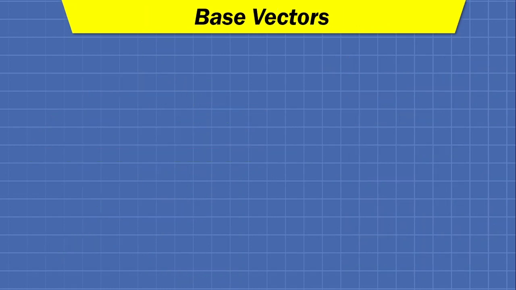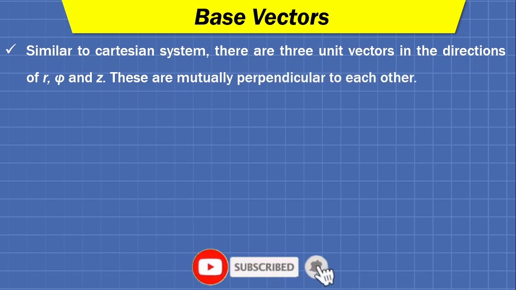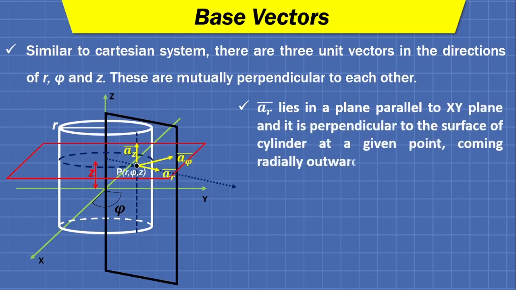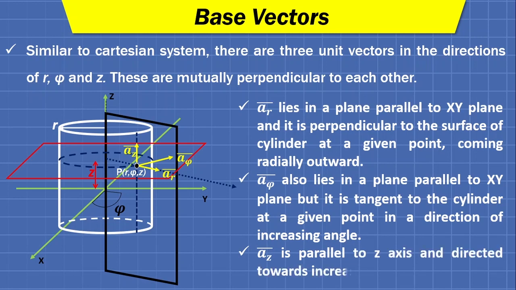Now let us talk about the base vectors of this cylindrical system. Similar to the Cartesian system, there are three unit vectors in the direction of r, phi and z. These are mutually perpendicular to each other, which I have already shown you. As you can see in the figure, a_r bar, a_phi bar and a_z bar, all three unit vectors are mutually perpendicular to each other, so that a_r bar lies in a plane parallel to the xy plane, and it is perpendicular to the surface of the cylinder at a given point, coming radially outward. A_phi bar also lies in a plane parallel to the xy plane, but it is tangent to the cylinder at a given point. So whether you consider the tangent at the cylinder or the tangent to the circular intersection, the direction will be the same for a_phi bar.